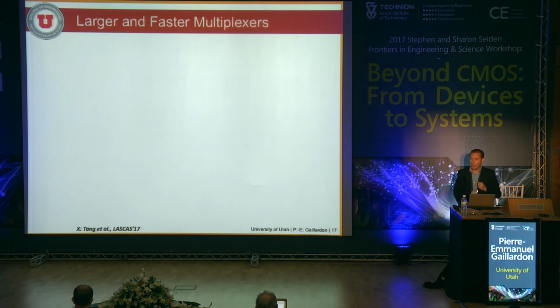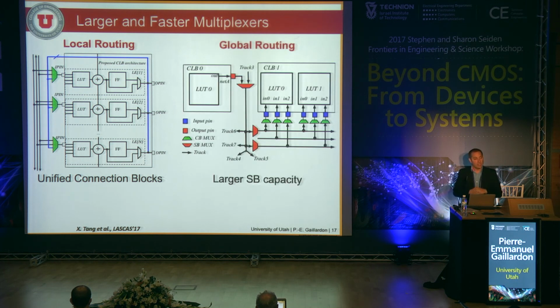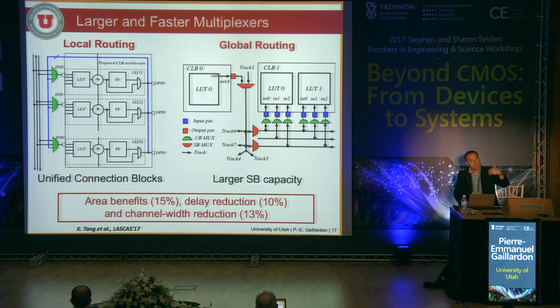And that was explored as well to create local routing that merges the access from the global routing and the local multiplexer as well, and also getting some larger switch box capacity. So I'm not getting into much detail here, but I'll be happy to talk about that in more detail if you want. And the general idea is that the architecture itself can be improved beyond what I said.